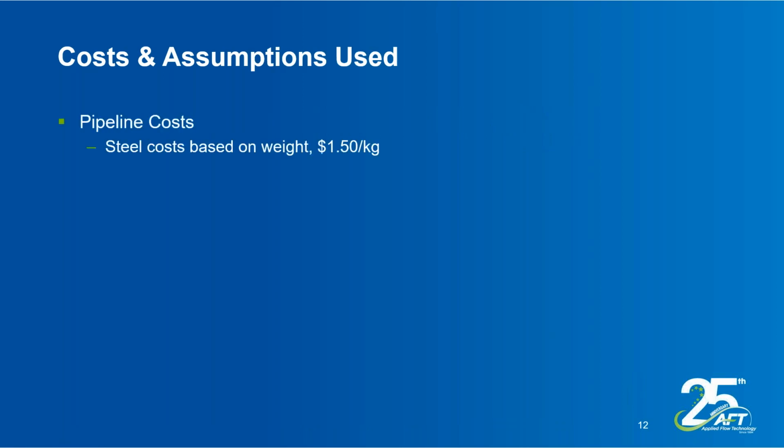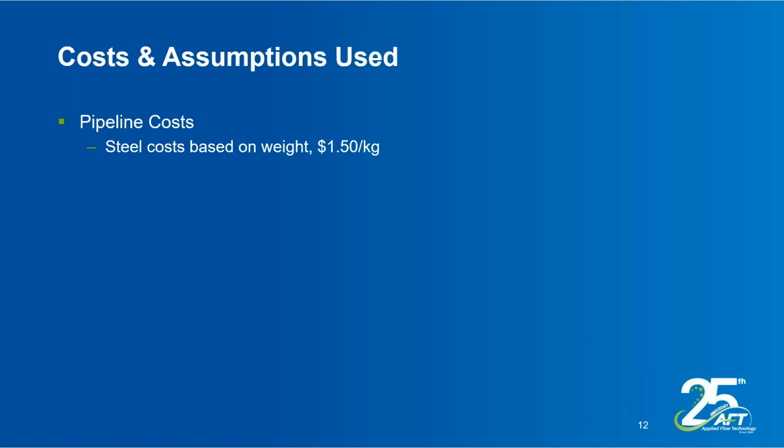Here are the costs that they assumed. They based the pipeline cost on weight. So the entire pipeline cost would be $1.50 per kilogram. This is really, really useful because it makes it a lot easier to account for the pipeline material costs.